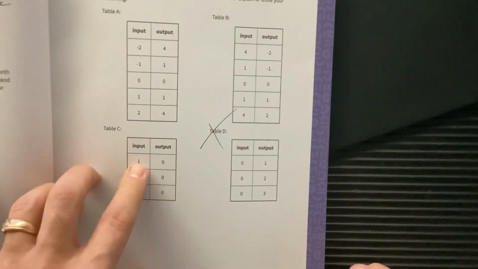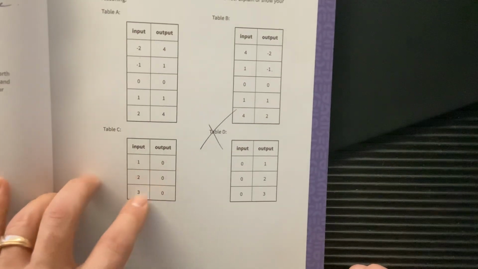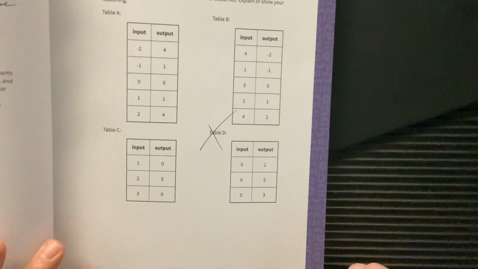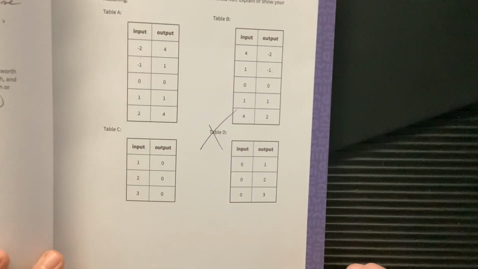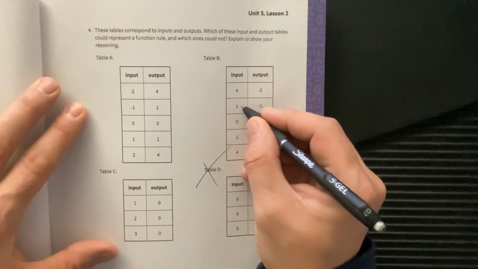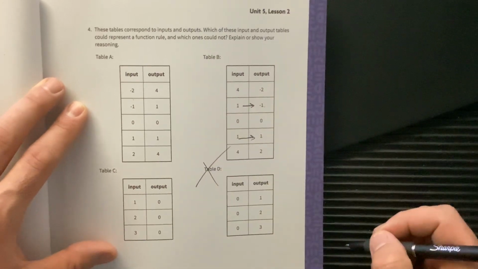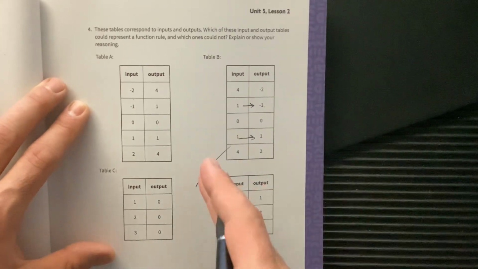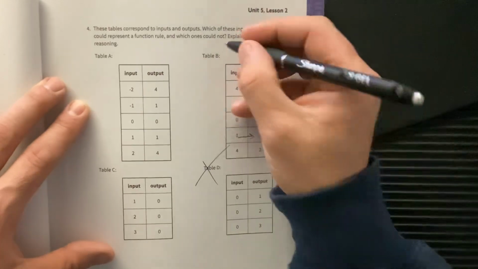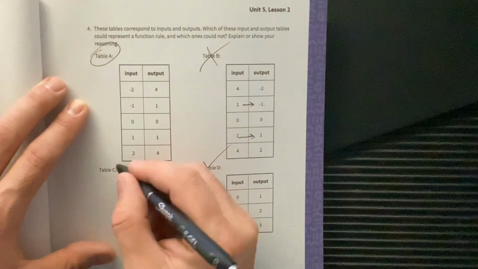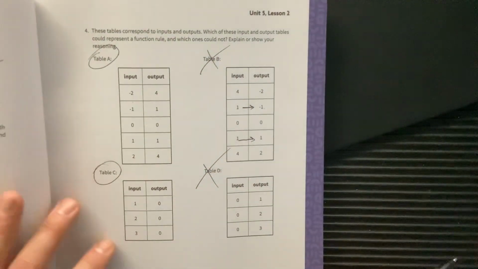It is possible to plug in 1 and get 0, and plug in 2 and get 0, and plug in 3 and get 0. That is possible. Which other one is no good? B. Again, I cannot plug in 1 one time and get 1 and then get -1 the other time. That is impossible. Every input has to have its own output. So A and C are good for that reason.